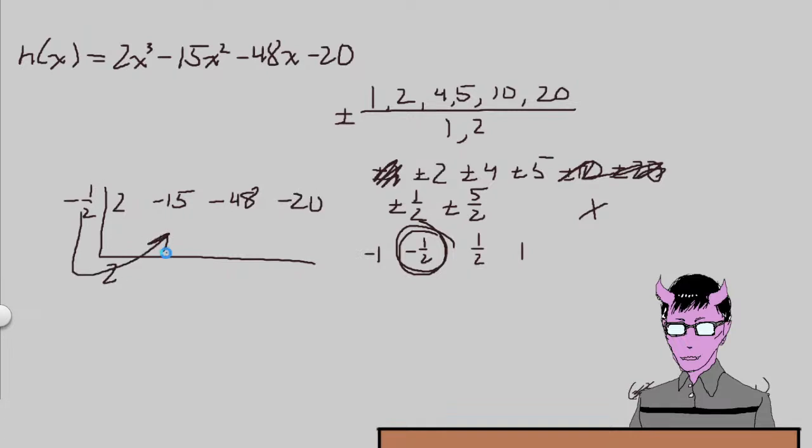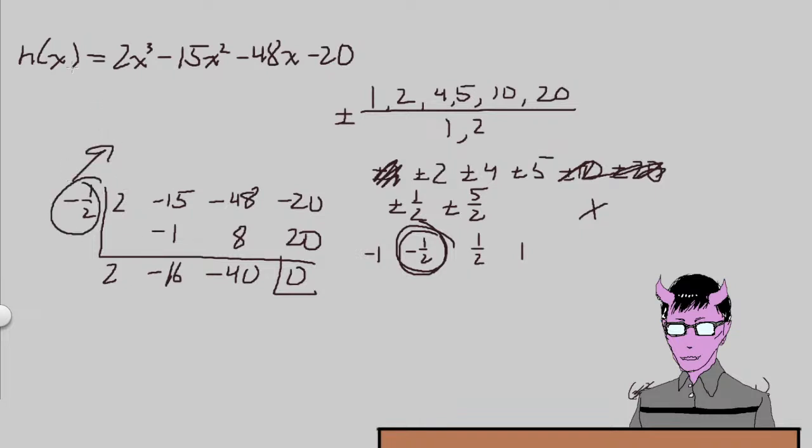Sum, product, sum, product, sum, product. Perfect. We have a negative 20 plus positive 20. That yields 0. Isn't that nice? Because we have finally gotten a 0, that means negative 1 over 2 is a 0, which means we can convert that into the factor. A factor of h of x, which is x minus negative 1/2, which is x plus 1/2.